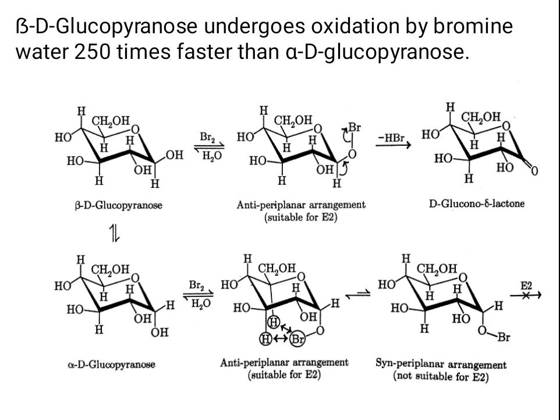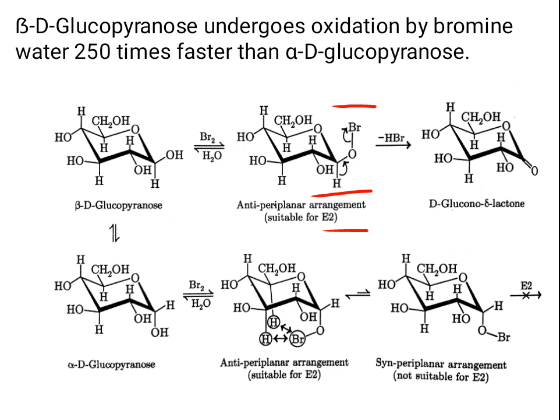Now beta D glucopyranose undergoes oxidation by bromine water 250 times faster than alpha D glucopyranose. Now see what is the case. This is the beta D glucopyranose, which can oxidize faster than this alpha D glucopyranose. Why so? Because in case of beta D glucopyranose, this H and this Br are anti-periplanar. That's why the E2 reaction, the elimination reaction, occurs much more easily.